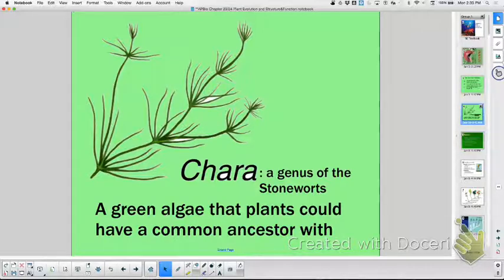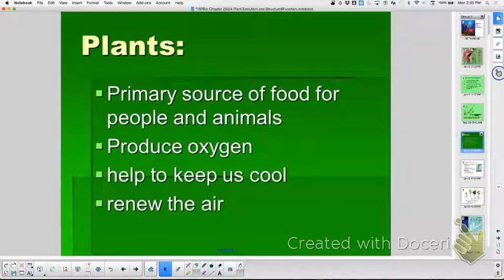So Chara is considered to be the ancestor to all land plants. And like the importance of plants, hopefully you know all of that, right? That's pretty easy. Why are plants important for us? Because we use them for food, they generate oxygen for us, help keep us cool, and provide shade.